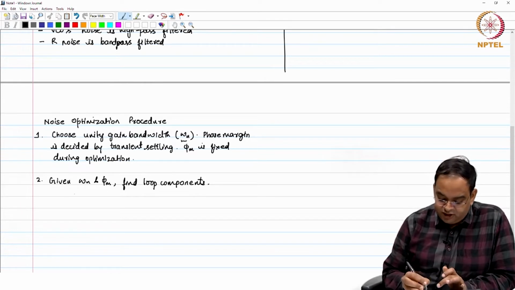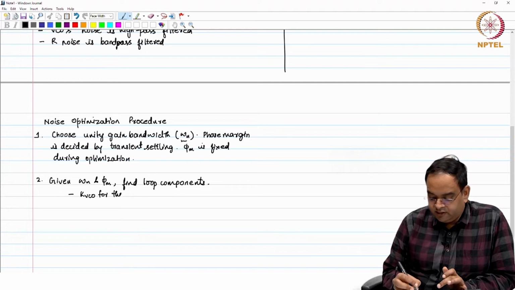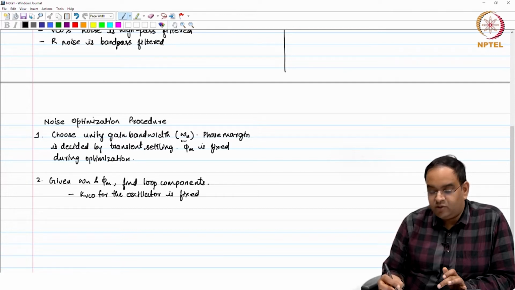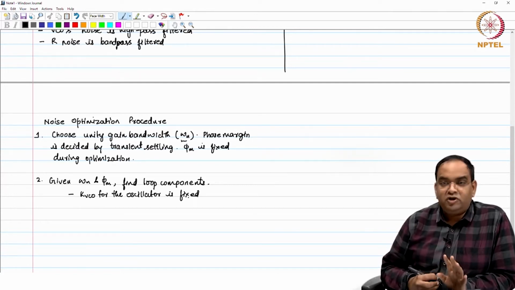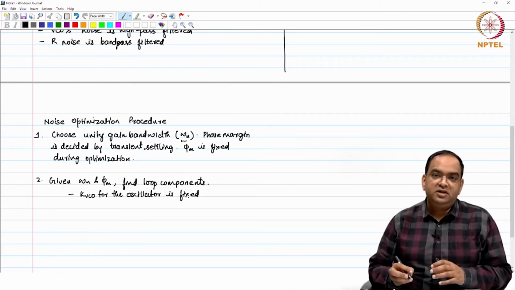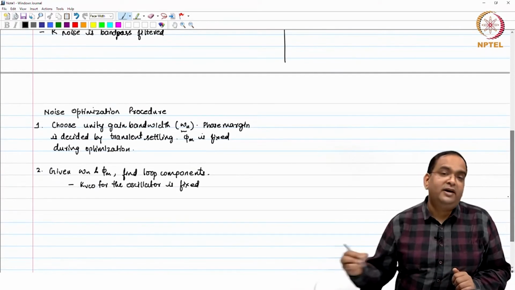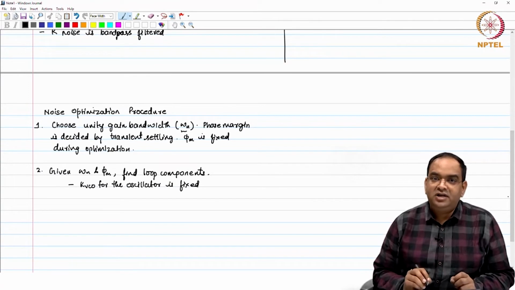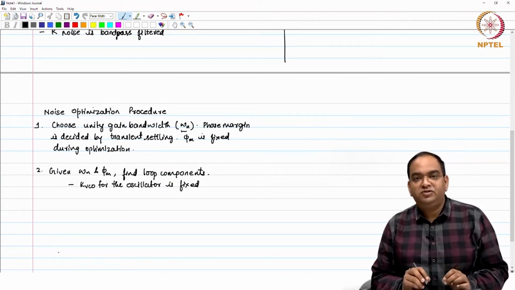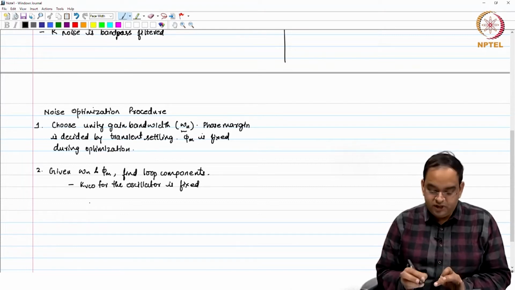So, what will be given for the design? KVCO for the oscillator is fixed. This whole optimization procedure is at system level and circuit level, iteratively. So, we design an oscillator, we find the independent oscillator phase noise and the KVCO for the oscillator. So, KVCO is fixed.